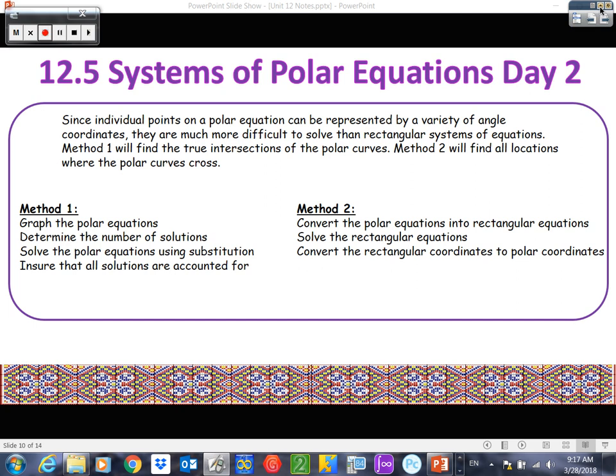We're going to investigate two different methods, and each method does something different for us, so we're going to practice both. The first method, method 1, is what is going to find us the true intersections of the polar curve. Now let's talk about what I mean by true intersections.